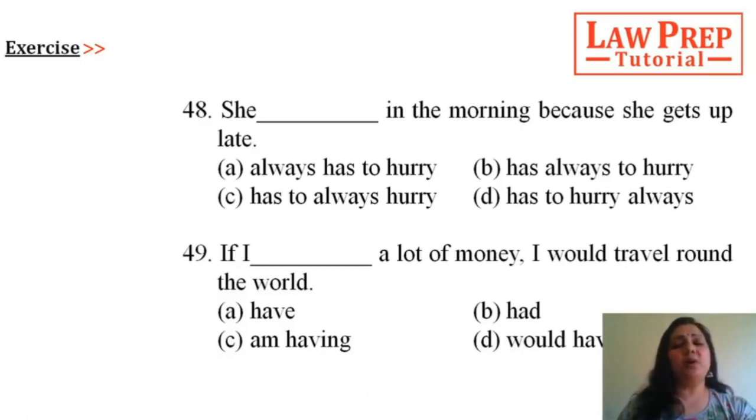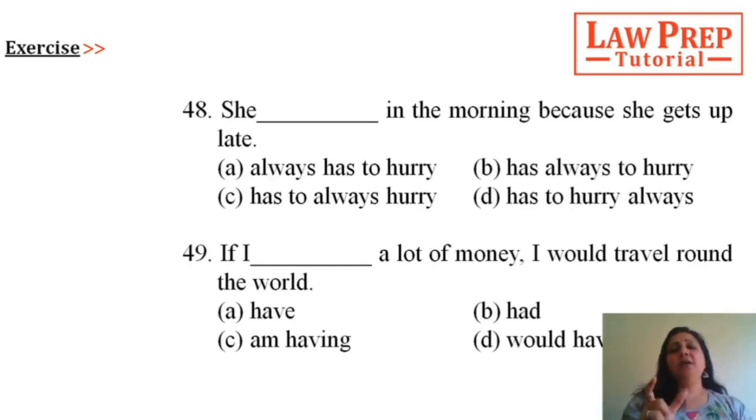She always has to hurry in the morning because she gets up late. She always has to hurry. She has always to hurry. She has to always hurry. She has to hurry always. See, in this question, please see, what is being asked is only the usage of "always". When you're talking of "always", all the tenses given are simple present tense. When all the tenses are present tense, what you have to keep in mind is the position of "has".